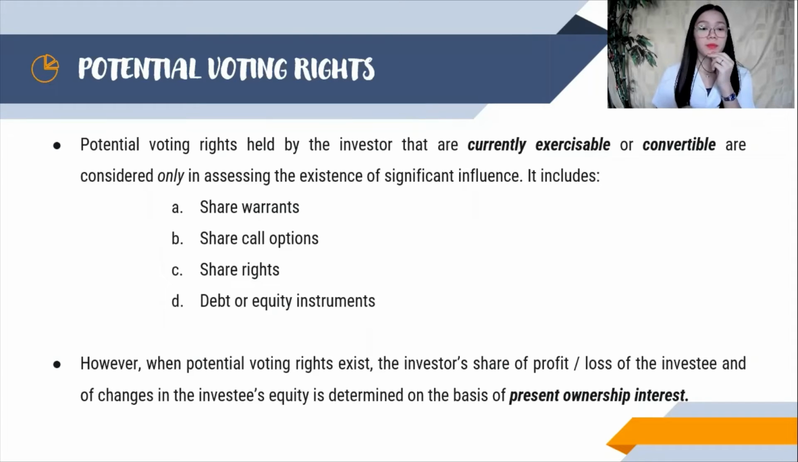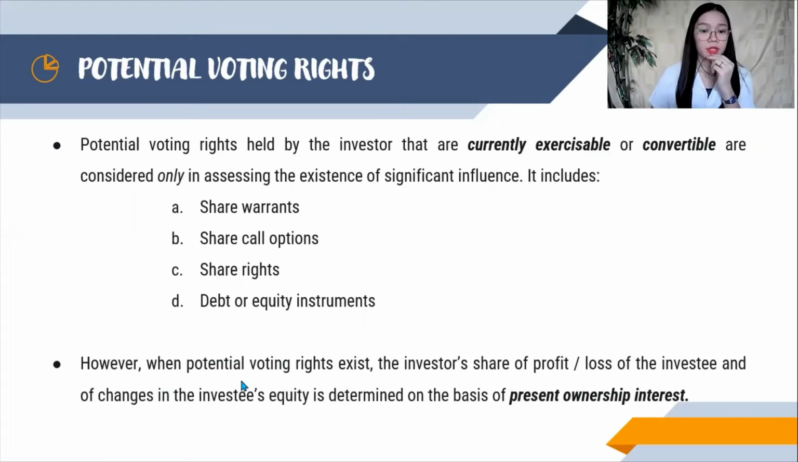Pwede siyang maging voting rights if currently exercisable siya or convertible into ordinary shares. Alam naman natin na yung ordinary share, siya yung may voting rights. So, kung may hawak si investor nito, tapos currently exercisable siya, or kumbaga sa prutas, hinog na pipitasin na lang, and convertible siya into ordinary shares, we can consider this in assessing kung meron nga bang existence of significant influence or wala si investor over kay investee.